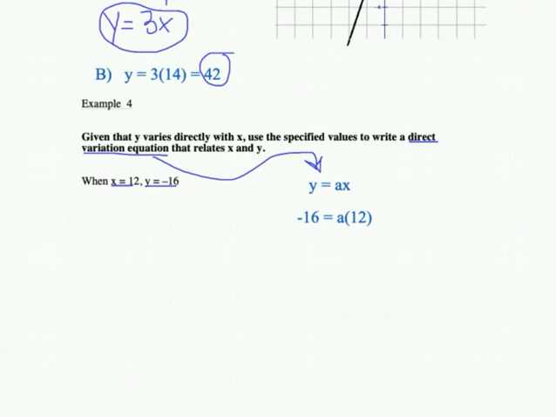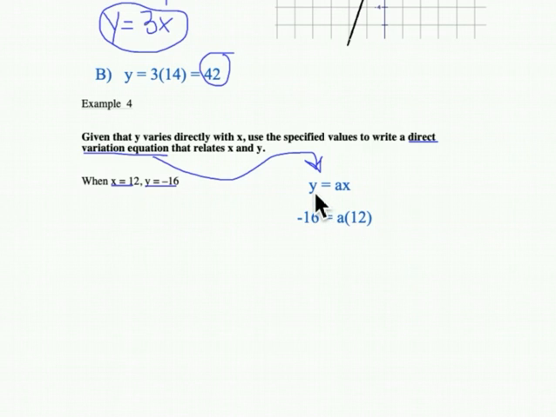For example 4, we're told that y varies directly with x. So this y varies directly with this x, and we use the specified values of y and x to write a direct variation equation. A direct variation equation, remember, looks like this: y equals some number a times x. We have to figure out what a is. That's what you have to do here, solve for a. And we have the x and y values to plug in to solve for a.